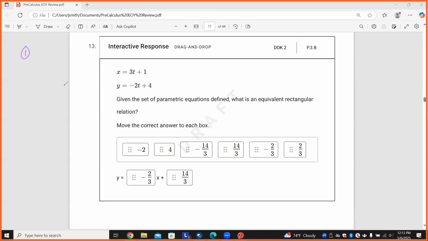With which equation? The x equation. Very good. So I'm going to take the x equation. I'm going to get t alone. How do I get t alone? Minus 1. Very good. That gives me x minus 1 equals 3t. What would you do next? Divide by 3. So I get (x minus 1) over 3 equals t. What do I do now in step 2?